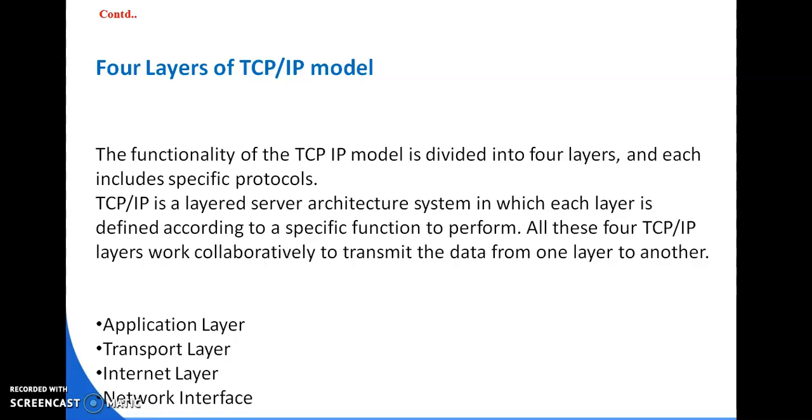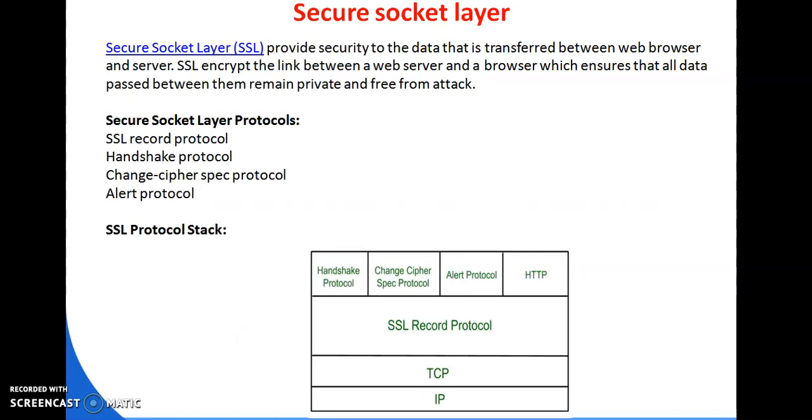Okay, so next is the Secure Socket Layer, or SSL, which is one of the most important things. Secure Socket Layer provides security to the data that is transferred between a web browser and a server. SSL encrypts the link between a web server and a browser, which ensures that all data passed between them remains private and free from attack. So SSL is for security purposes, and it provides security during the transmission of the data from the web browser to the server side.